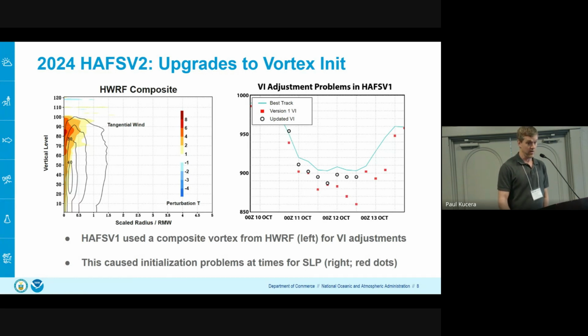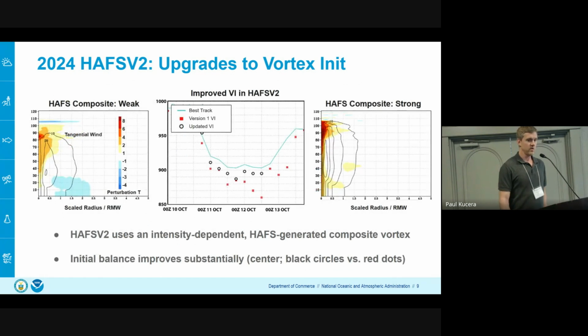They're way too low. So when we move to using a HAFS composite, which is in V2, you can see on the left, we actually have two different composites. We have a weak and a strong composite. And the resulting SLP in the initialization is from the black dots. And you can see they're a lot closer to the blue line. They're not perfect, but they're certainly a lot better than the red dots. So we're moving in the right direction.